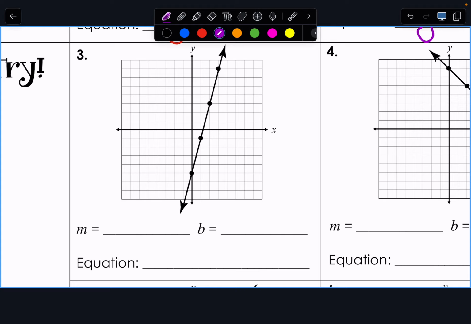Just pick a point and count up and then over. So, perfect. Until you get to... No, just to the next one. And then over 1.